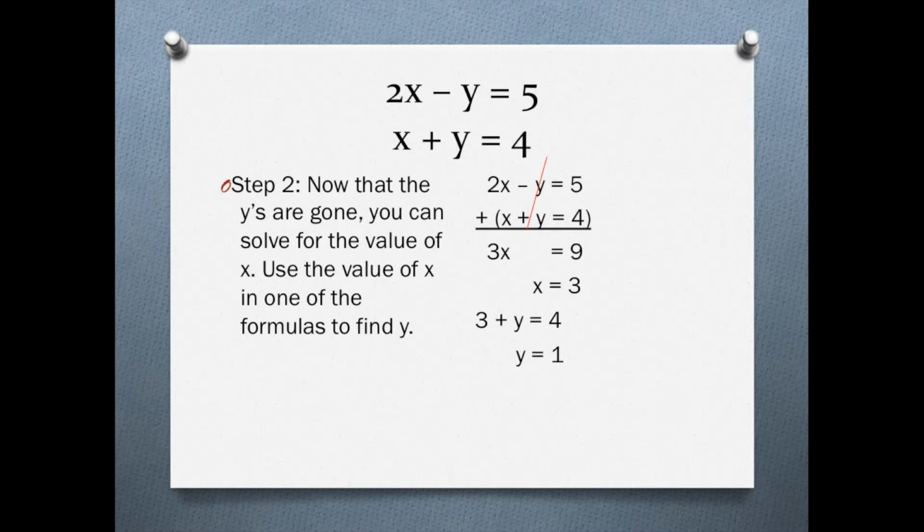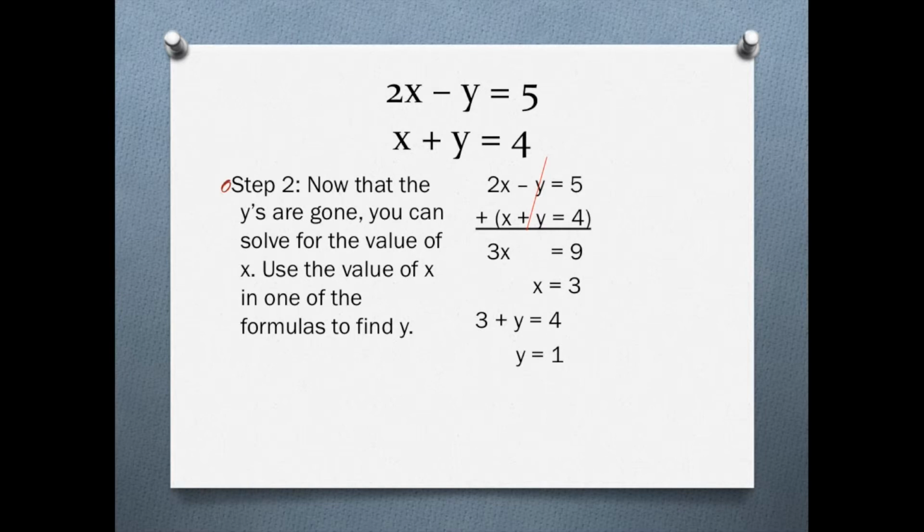What happens when they're not so convenient? You have to do something to one of the equations to make a variable disappear when you add them together. Remember that you can do anything to an equation as long as you can do it to both sides.